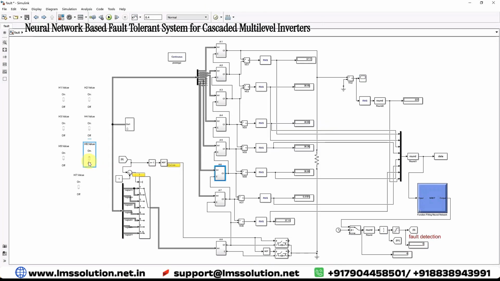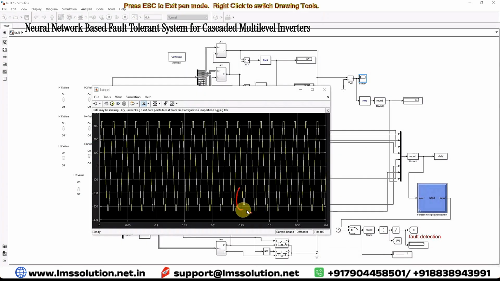The next time we are going to add a fault in H-bridge 7, and then we will check the detection and the fault-tolerant operation in the system. Here you can see that because of the fault, the level is reduced. The fault is detected in the system. The auxiliary inverter is added in the system. The system has a 15-level output on the load side after fault detection, which means the fault is automatically tolerated by our design.